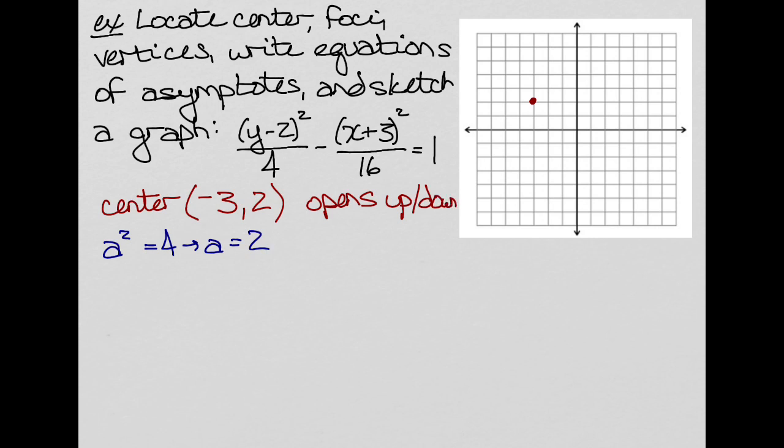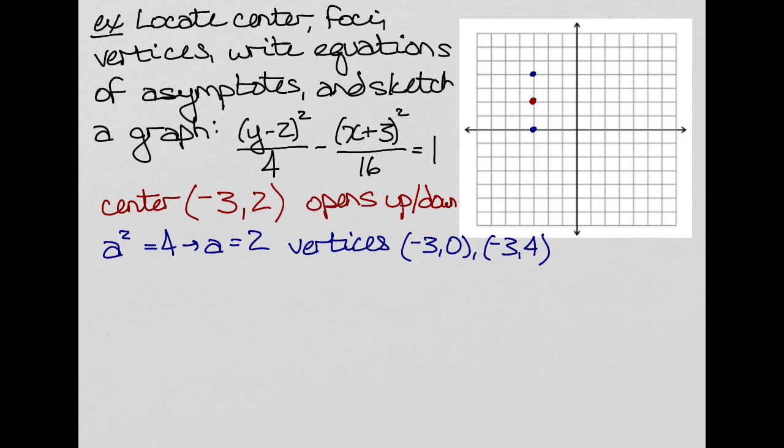So I'm going to go a distance of 2 away from my center, up and down, to locate the vertices. There they are. And if you locate them by starting from the center and adding and subtracting 2 from the y coordinate, that's fine. If you plot them and look where they ended up, that is also fine. Either way, we found the vertices. They're at negative 3, 0 and negative 3, 4. 2 up and down from the center.